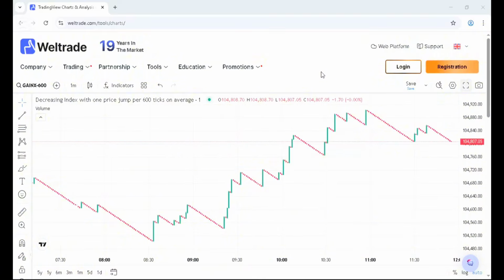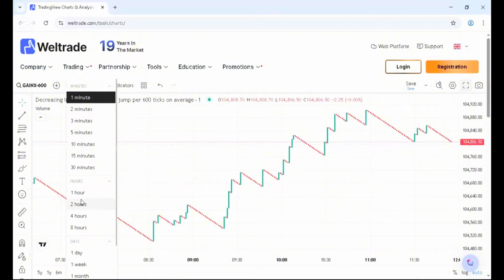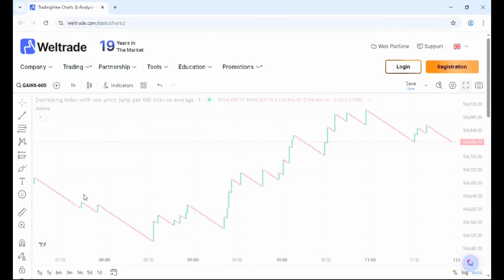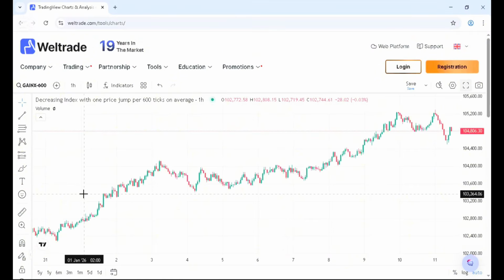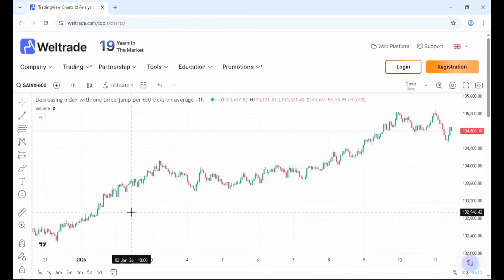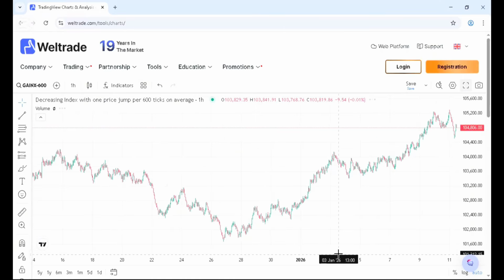First thing is you need to check the H1 time frame, because I always tell you to use top to down analysis. So what are we going to do? We're going to open our H1 time frame so that we see what is happening there. So here we have Gain 600 and we want to see the overall trend of the market. If you can see clearly, it's something like this.